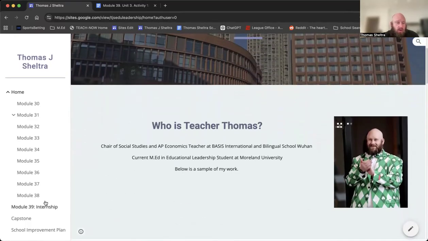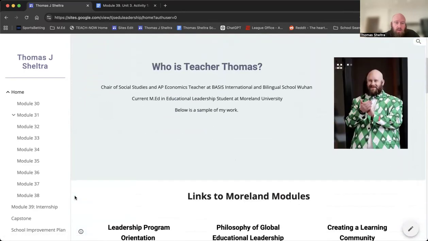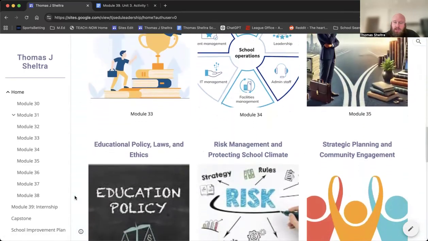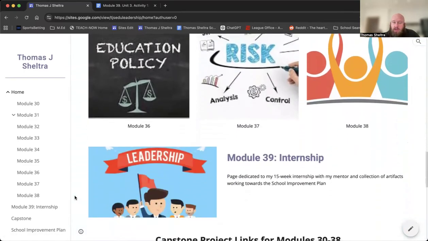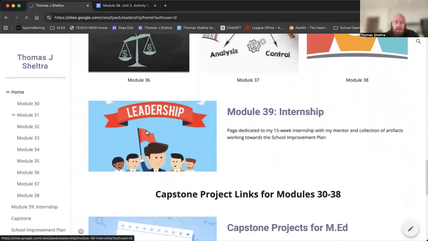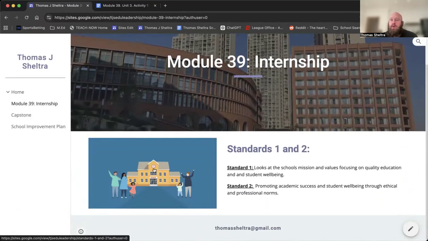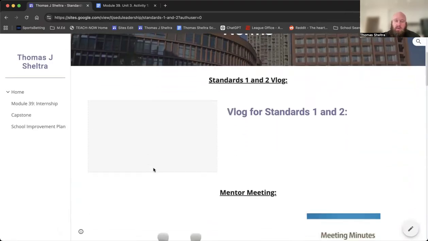And down here, we're going to go to Module 39. Here's just to show you all the modules that we've done here. Click over here, see standards 1 and 2. I'll update the vlog here.